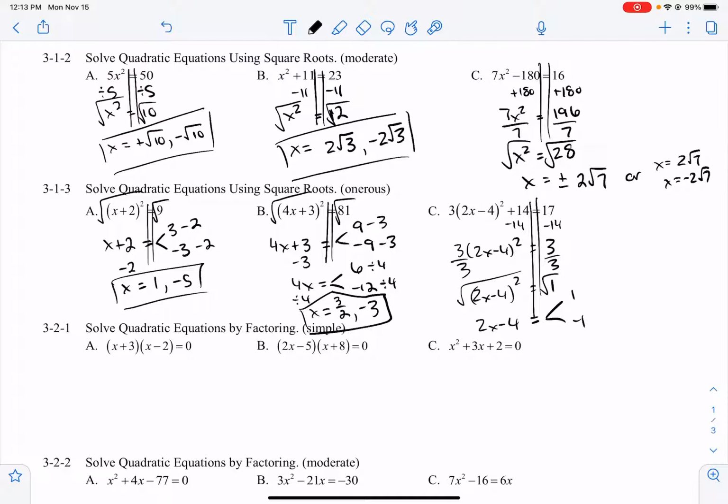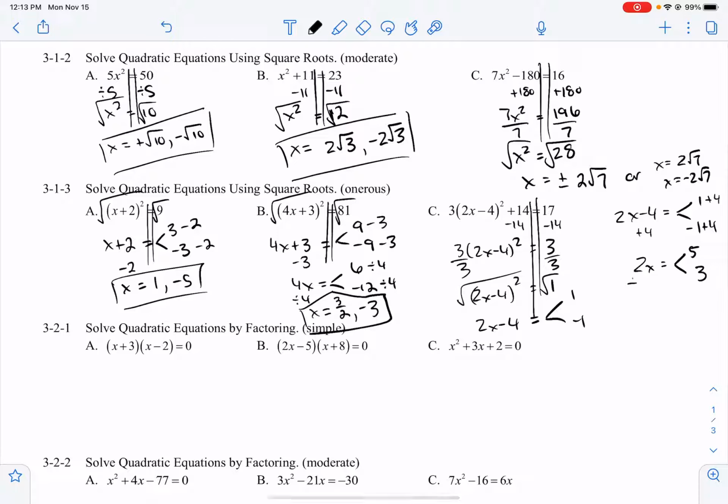So now to get x alone, I'm going to rewrite this over here. 2x minus 4 equals 1 and negative 1. I've got to add 4, so I have to add 4 up here, and I have to add 4 on the other one. So 2x equals, what do I have? A 5 and a negative, nope, negative 1 plus 4 is a positive 3. Sorry. So 5 and 3.